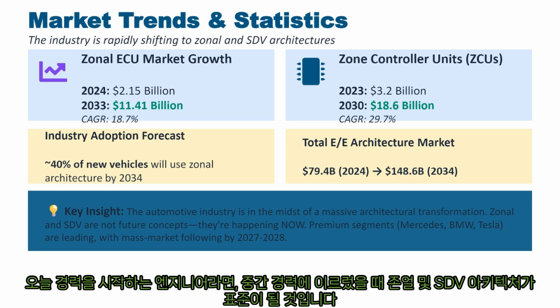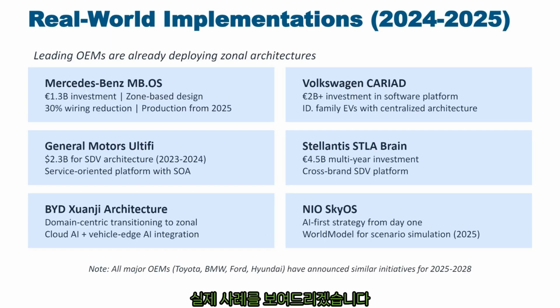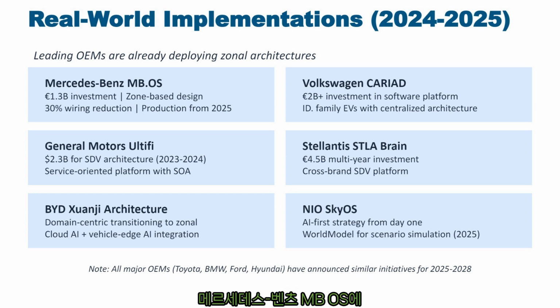If you're an engineer starting your career today, zonal and SDV architecture will be the standard by the time you're mid-career. This is what you need to know. Let me show you real examples. These aren't concepts. These are actual programs with actual budgets happening right now. Mercedes-Benz MB.OS, 1.3 billion euros invested. Zone-based design. They're achieving 30% wiring reduction. Production starts in 2025, that's this year.